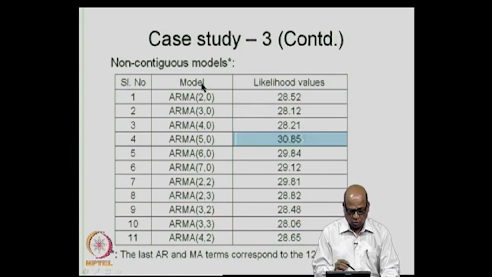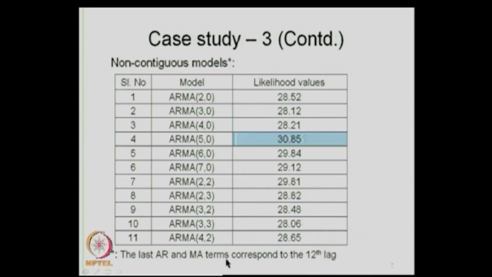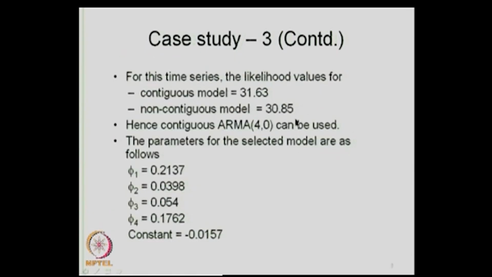Similarly, for the non-contiguous models, this is what I discussed in the last lecture. So, let me go a bit fast. ARMA 50 turns out to be the best model in terms of the likelihood values. Now, in the contiguous models, if you recall, the last term we included was the 12th lag. So, the last AR and MA terms correspond to the 12th lag. This I have explained in the previous lecture.